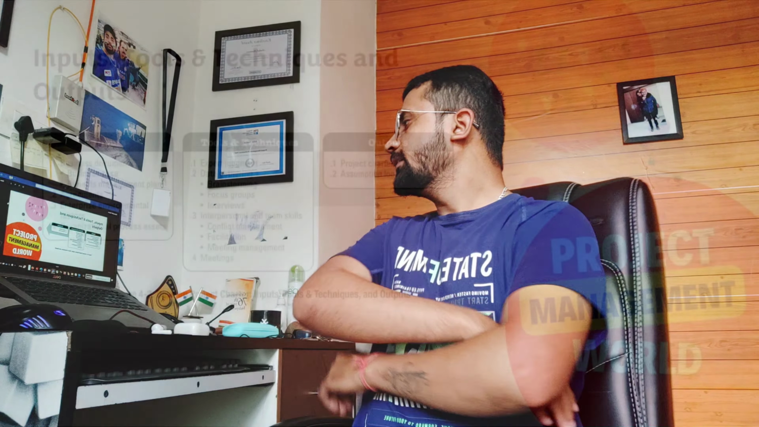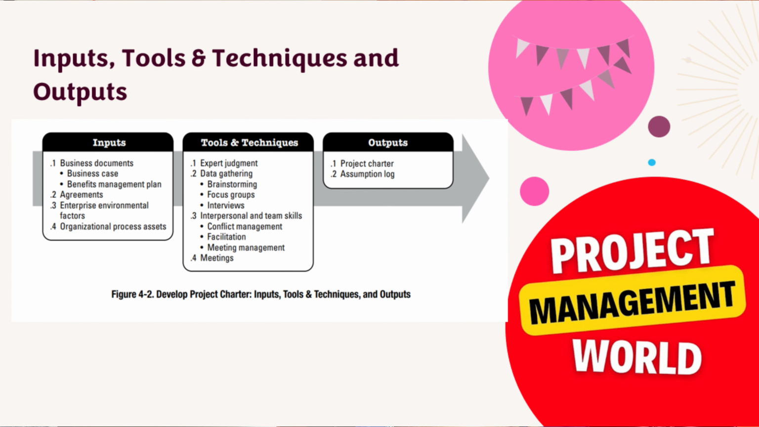Before covering the elements of a project charter, let's discuss the steps to create it, what inputs we require, and what tools and techniques we can apply to get an output as a project charter. If you see my screen, these are the inputs, tools and techniques, and outputs. The first input here is business documents. Business documents contain the business case and benefits management plan. I have already explained these two documents in another video, so you can refer to the earlier video for that.